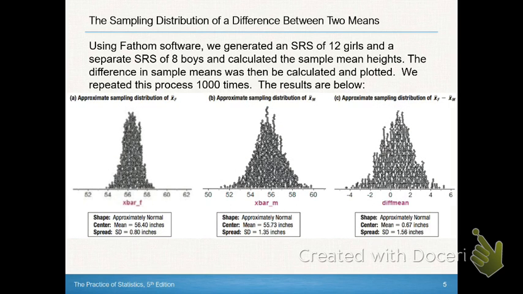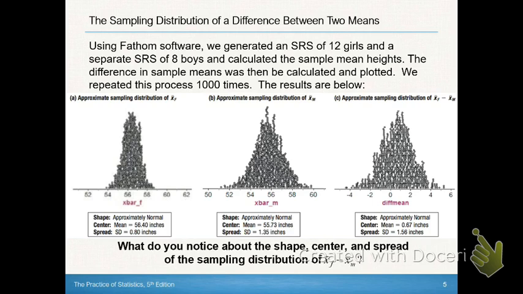So here we've got some pictures. The picture on the left is our sampling distribution for the females. The picture in the middle is our sampling distribution for the males. And then the last one on the right is the sampling distribution for the difference in heights. So remember, we want to look at shape, center, and spread when we're describing a distribution.